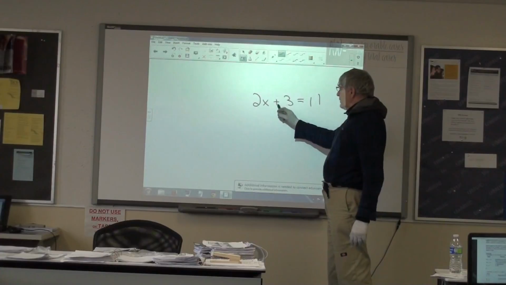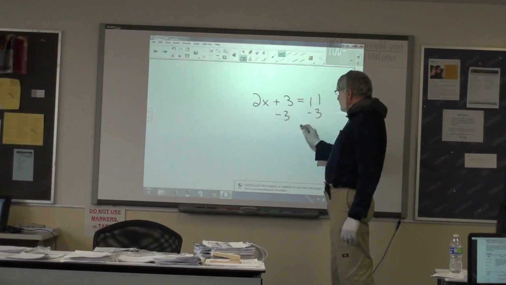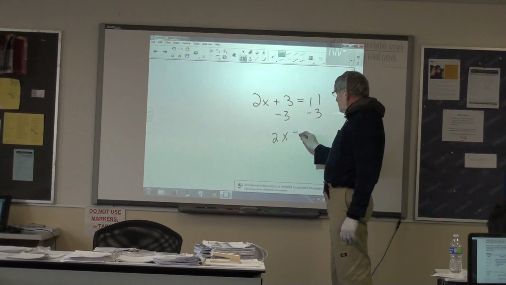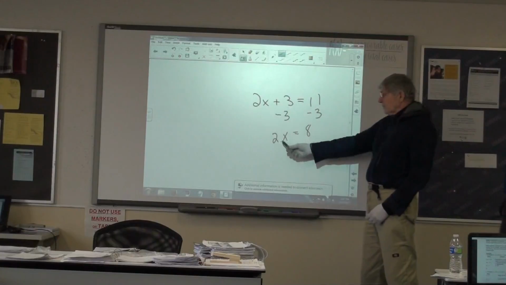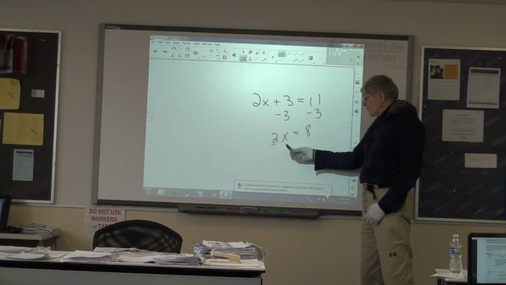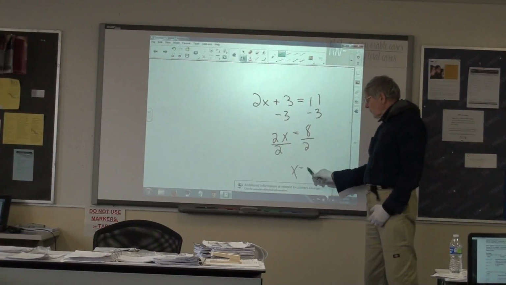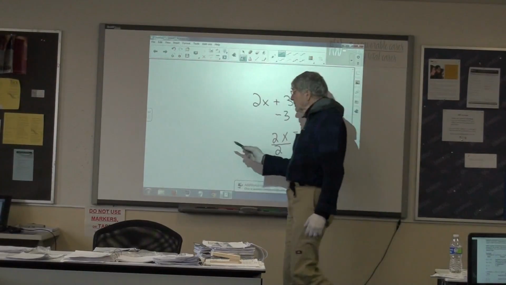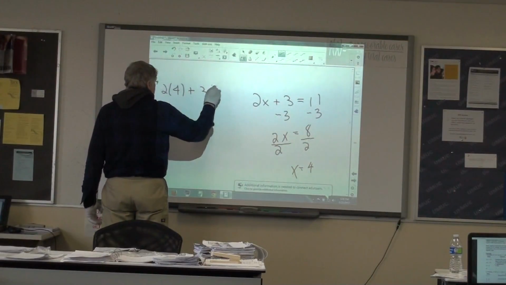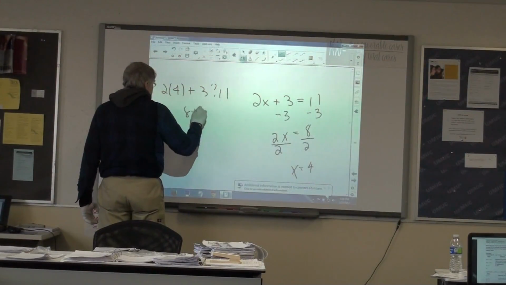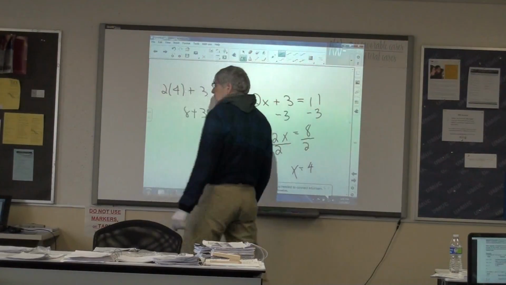So the relation between the 3 and the x is addition, so we nullify that with subtraction and get 2x is equal to 8. Now the 2 is causing trouble, and the relation between the 2 and the x is multiplication, so we nullify that with division, and we get x equals 4. And we check it in the original equation. 2 times 4 plus 3, does it equal 11? 8 plus 3, does it equal 11? 11 equals 11, and we get the check.